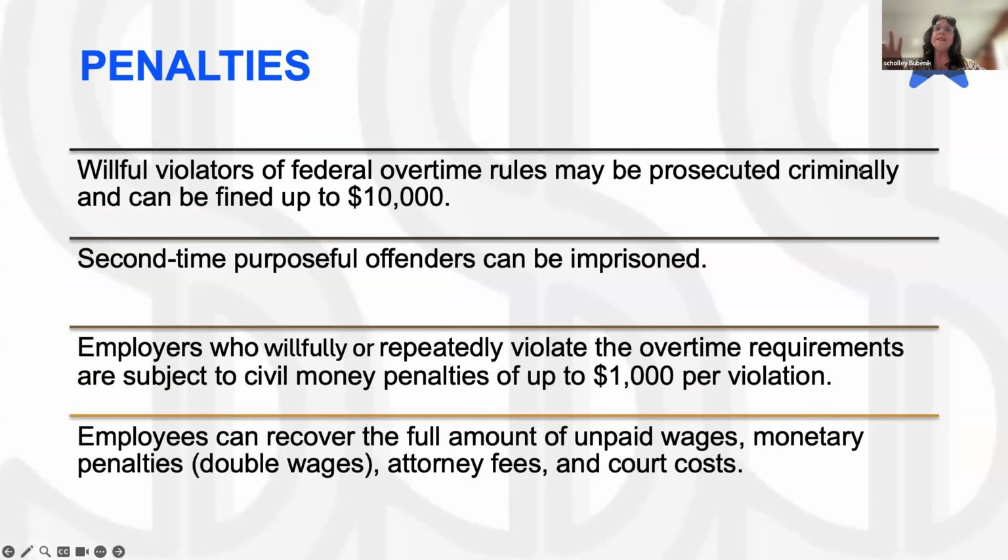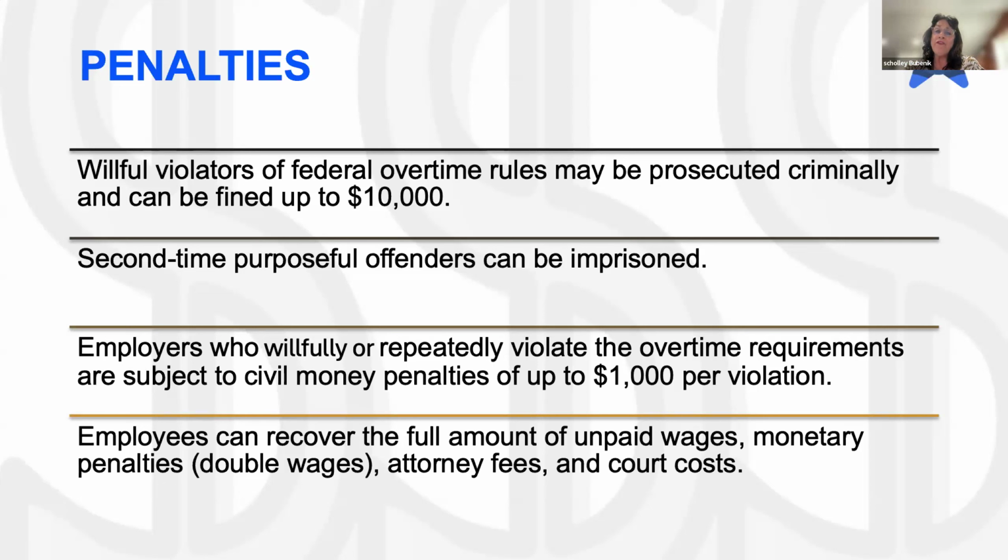requirements. So why is this important? Well, first of all, willful violators of federal overtime rules may be prosecuted criminally and can be fined up to $10,000. So if you know that someone should be paid overtime and you're not enforcing that, as a manager or a business owner, you can be fined and criminally prosecuted. Second time, purposeful offenders can be imprisoned, and employers who willfully or repeatedly violate the overtime requirements are subject to civil money penalties up to $1,000 per violation.